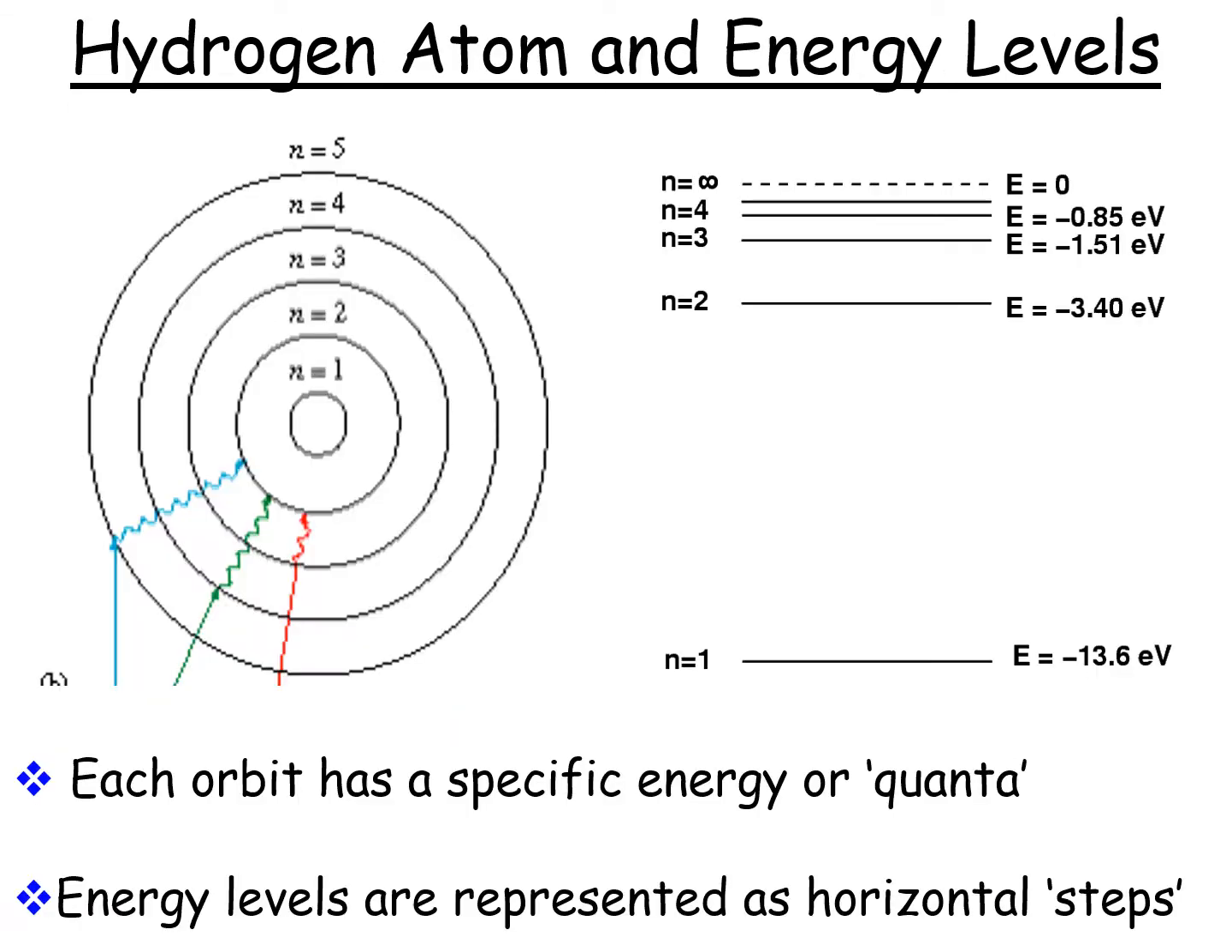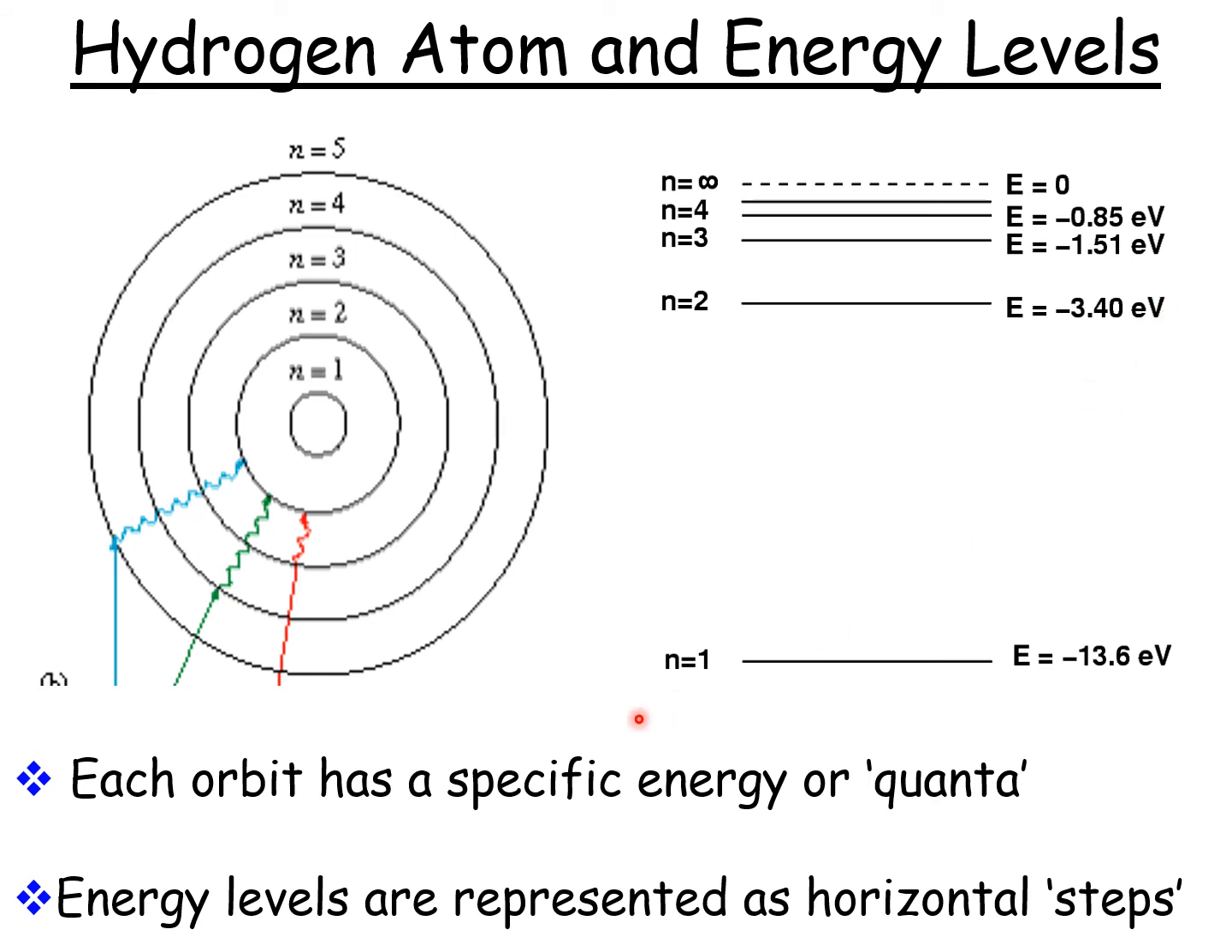So let's do a wee recap on the Bohr model. So remember, the Bohr model has electrons orbiting at specific orbitals or orbits, and each orbit has a specific energy or quanta, and this is usually represented by this ladder diagram here. Energies are represented as horizontal steps. Now, notice these energies are in electron volts, but in your exams, they'll generally be joules.